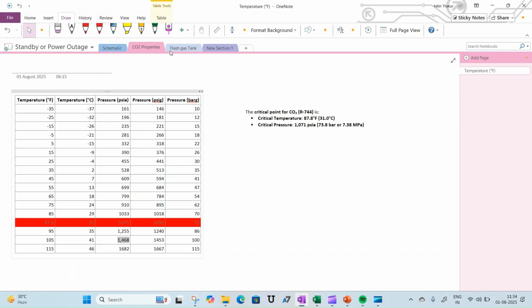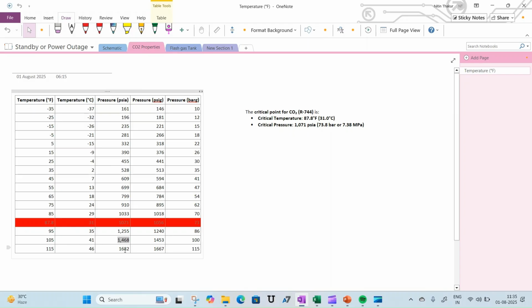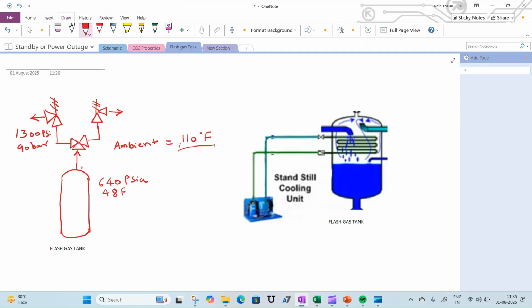Let's take this case that the ambient temperature is 110 degrees Fahrenheit. And let's say this flash gas tank receiver temperature also comes into equilibrium. Now the pressure would be almost 1468 psia. This relief valve will pop open.